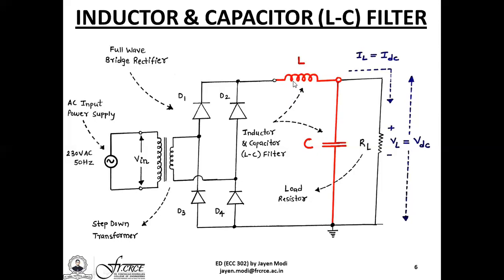Here we have the inductor L connected in series with the load, and we have the capacitor C which is connected exactly in parallel with the load. One very common mistake which students make is they draw the capacitor in the beginning. So please note that the capacitor is only after the load RL. So you have the inductor L and the capacitor C. So the name is appropriately put as L and C.